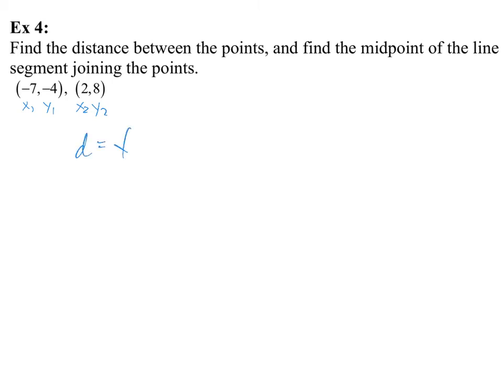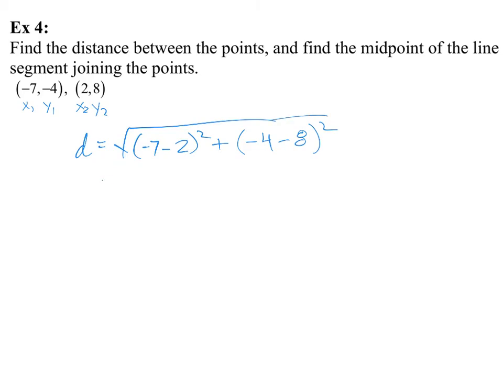D is equal to the square root of x1, which is negative 7, minus 2 squared plus y1, which is negative 4, minus y2, which is 8. All right, now some students use the formula where they start with x2 and then x1. It doesn't matter which way you do it. Start with the 1s and then go with the 2s, or start with the 2s and then go with the 1s, and you'll still get the same result.